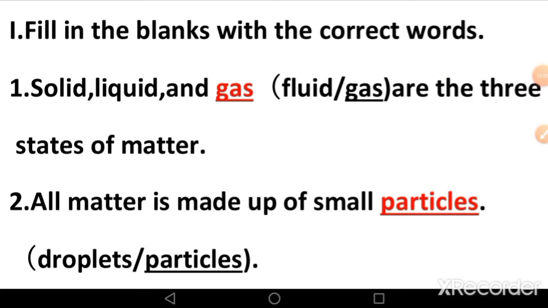We all know that any substance that has mass and occupies space is called matter, and all matter is made up of small particles. These particles are arranged in different ways in solid, liquid and gas. In solids, particles are packed very close to each other. In liquids, the particles are not very closely packed, and in gases, particles are very loosely packed.